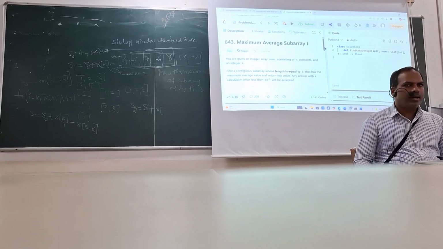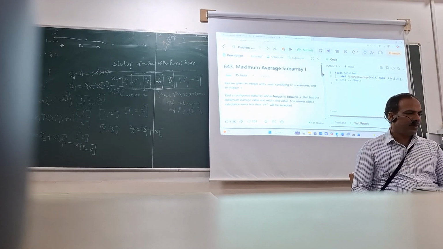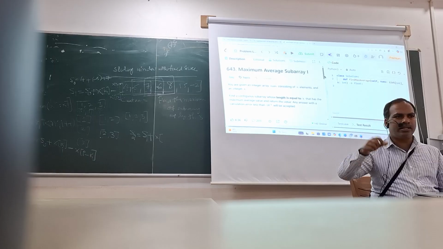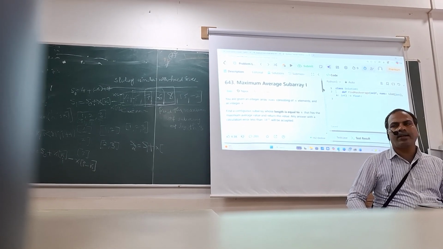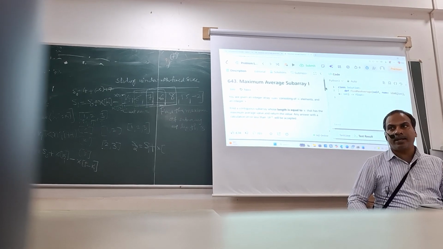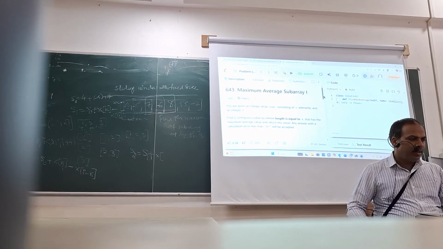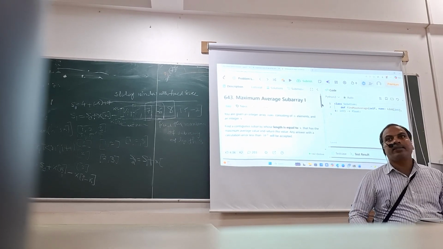Given an array of n elements and an integer k, find a contiguous subarray, meaning a continuous subarray, whose length is equal to k, that has the maximum average value, and return this value.